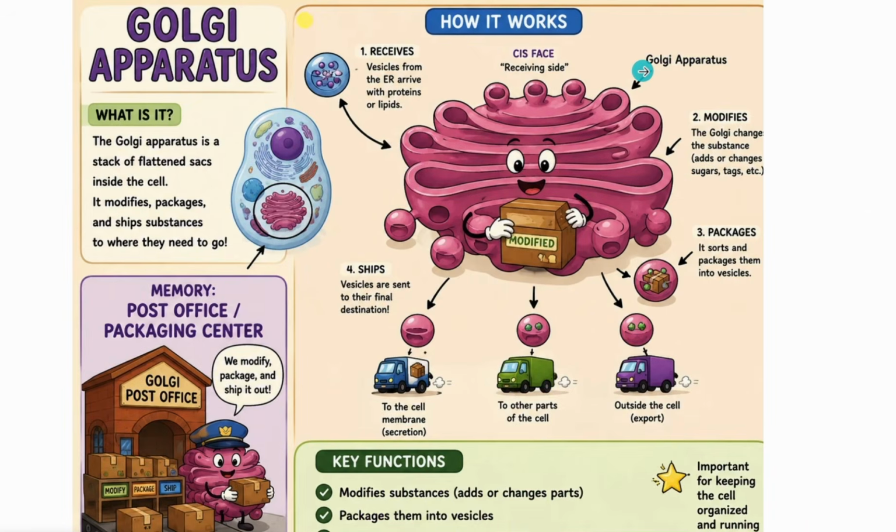Golgi apparatus. Think about it as a post office. The Golgi apparatus receives proteins and other materials from the ER, modifies them, packages them into vesicles, and ships them to their final destinations, inside or outside the cell.